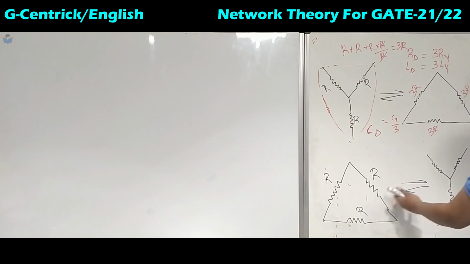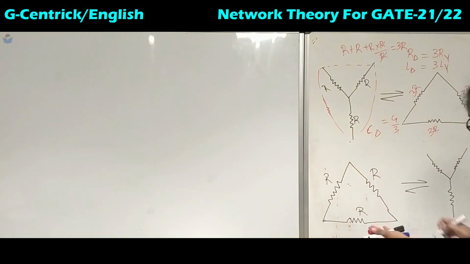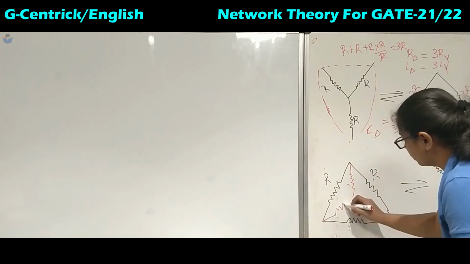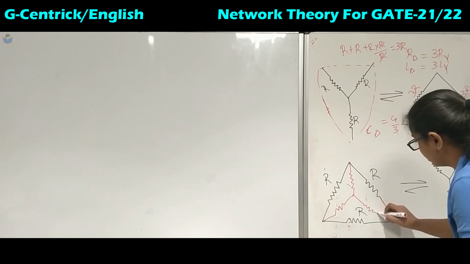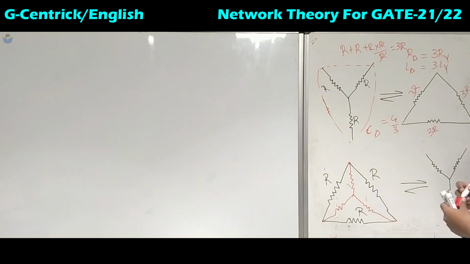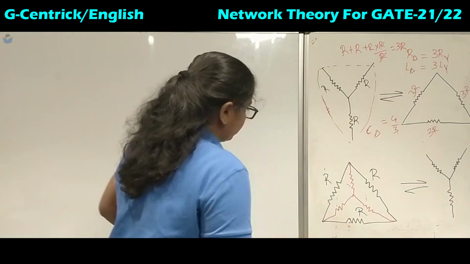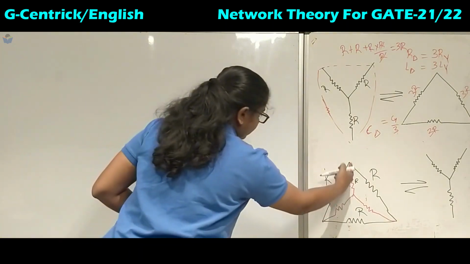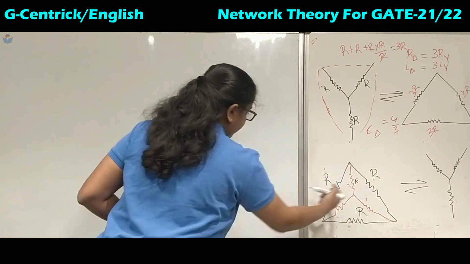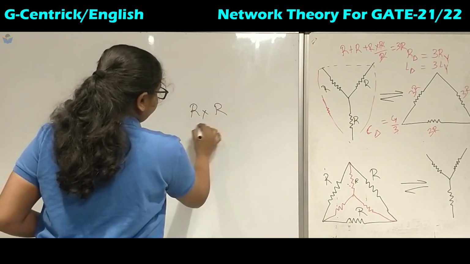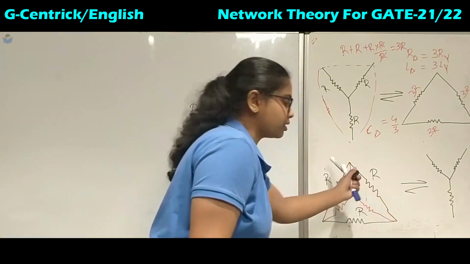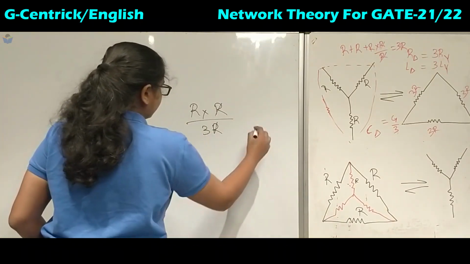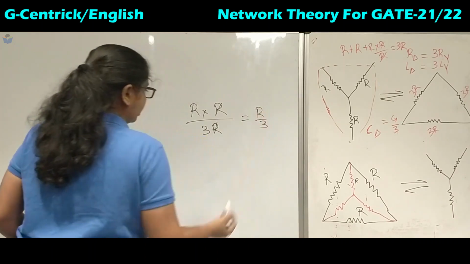Now coming to delta to star, when the values are given the same, again imagine the star connection inside this. So we will draw the star inside this. Using the formula we have, if we want the value of this R, then whichever branches are connected to this node, that is R and R, R into R, divided by the summation of all the resistors in the delta connection, that is nothing but 3R. So this one R and this one R get cancelled, so it is nothing but R by 3.